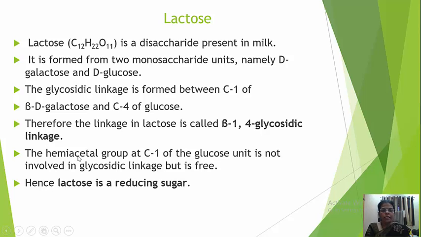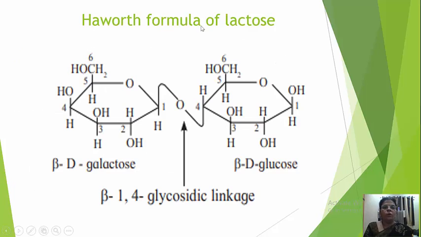The hemiacetal group at C1 of the glucose unit is not involved in the glycosidic linkage, but it is free and hence lactose is a reducing sugar. Now this is the structure of lactose according to Haworth formula. Now here it is beta-D galactose and this is beta-D glucose.